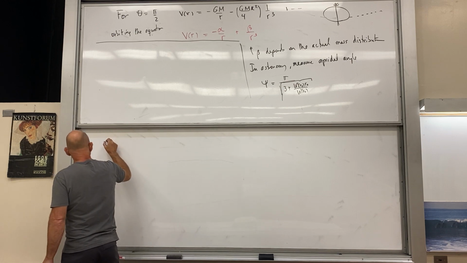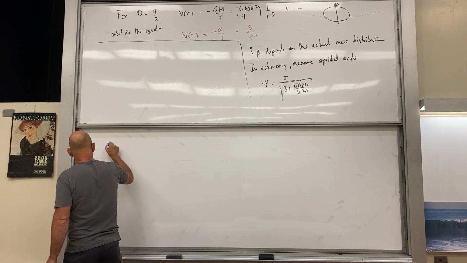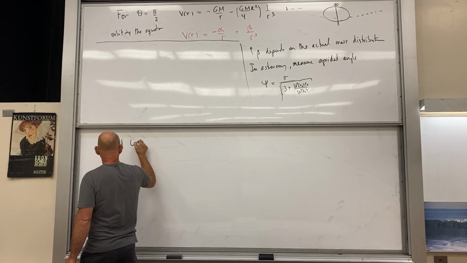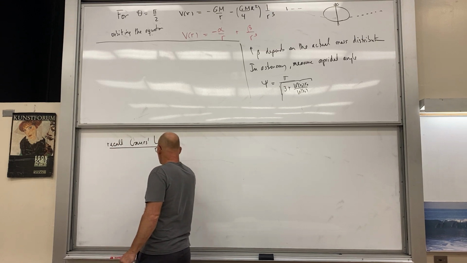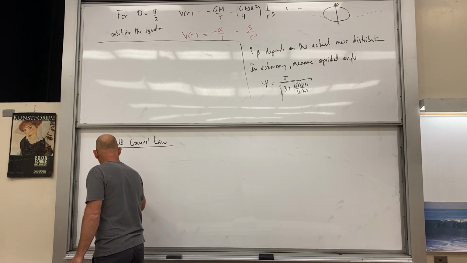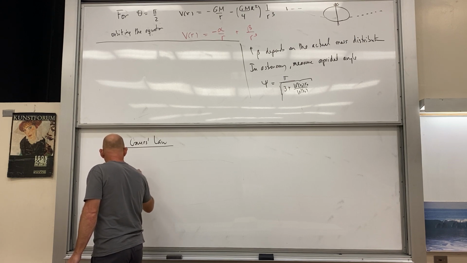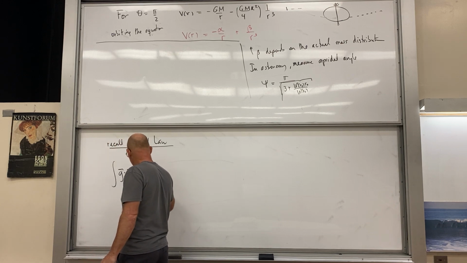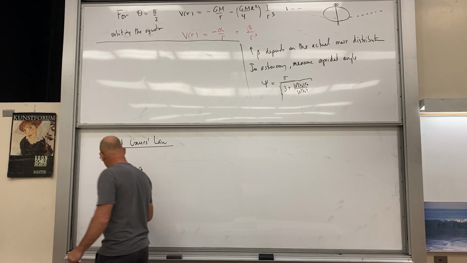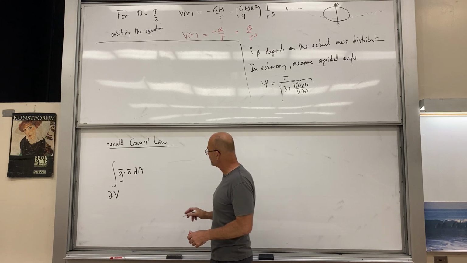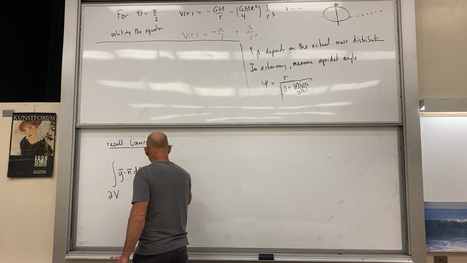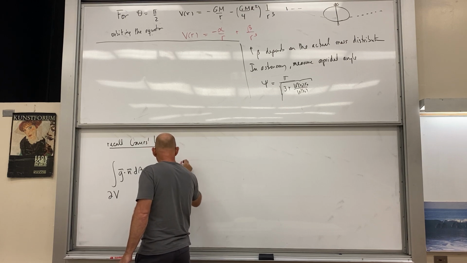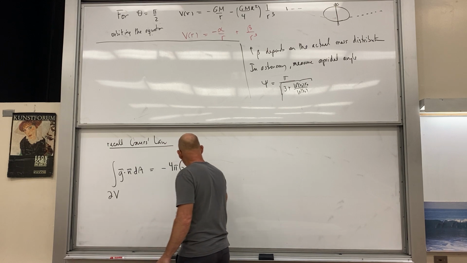So we had the integral theorem. I'm going to right here recall Gauss's law. What was Gauss's law? We said the integral of G dot n hat d surface area, because that was a flux around a surface bounding a volume V, is equal to minus 4 pi G m enclosed.